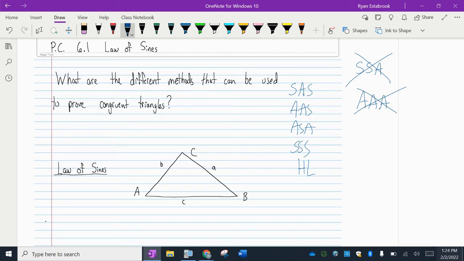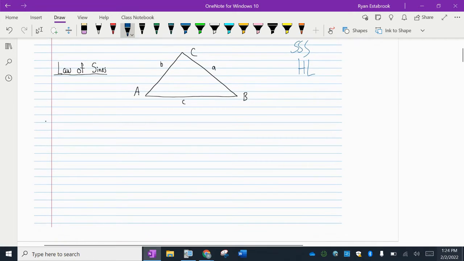We are not proving triangles congruent. Rather, we are solving triangles. And we're going to look at these different scenarios. Like if we have this given information, how would we then solve that type of triangle? Well, one of the skills at our disposal is going to be this law of sines.